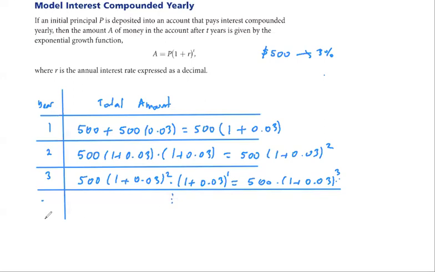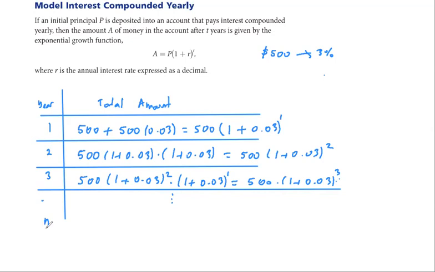But if I just do this for the nth year, after the first year, we had 500 times (1 plus 0.03). So 500 is the principal, and then 3% can be written as 0.03. And then after the second year, 500, which is the principal, didn't change. 1 didn't change. 0.03 didn't change. Only thing changed was the power. So the power was 1, now 2, now 3.